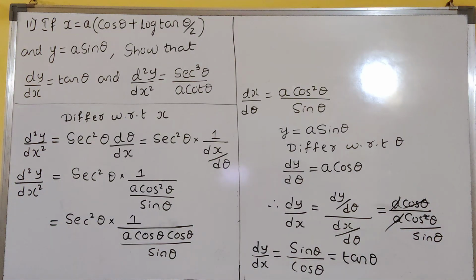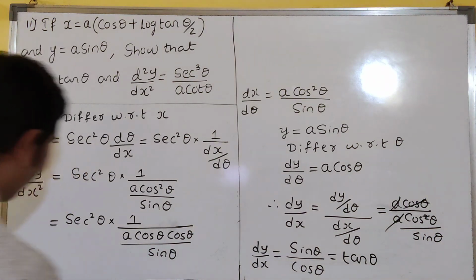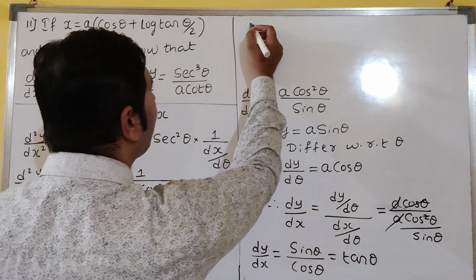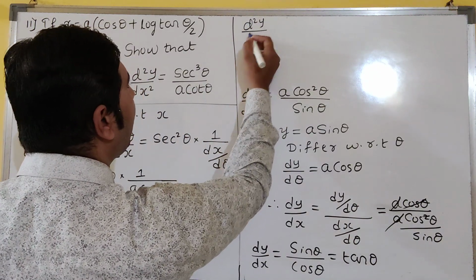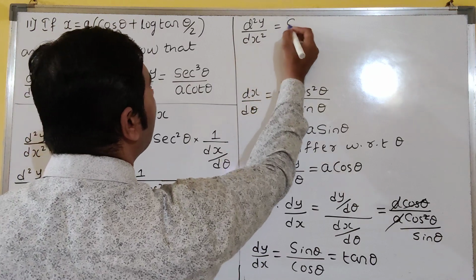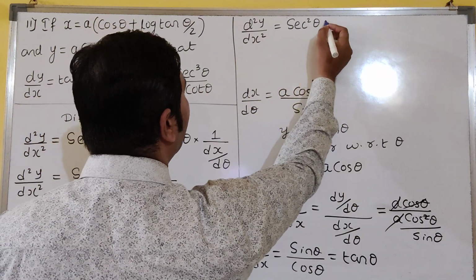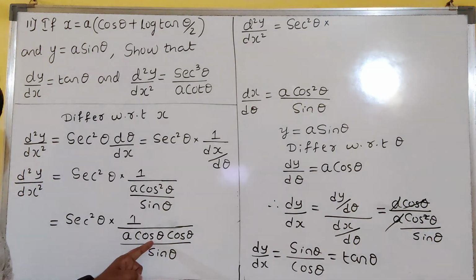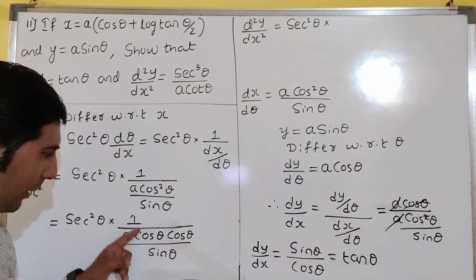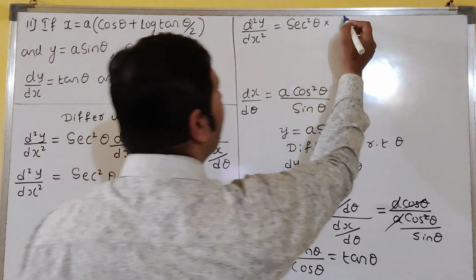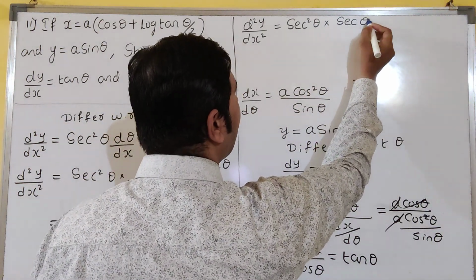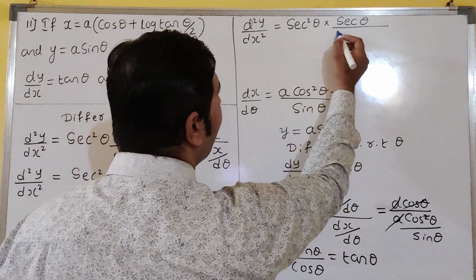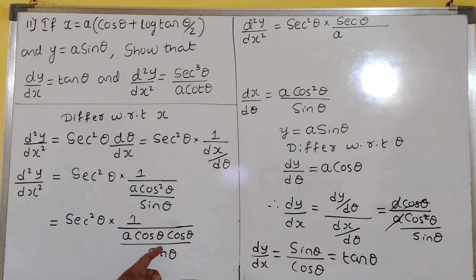So cos square theta, 2 cos are there. So I can write like this, a into cos theta whole divided by sin theta. Clear? Everyone will agree cos theta into cos theta is cos square theta only. Yes? So now try to understand. Here we will write d square y by dx square is equal to sec square theta into, now see, 1 divided by cos theta. Here 1 cos is there. 1 by cos is sec theta. I can write sec theta here whole divided by a. Will you agree?